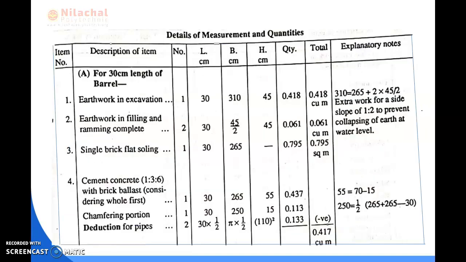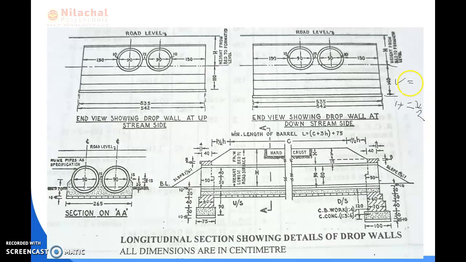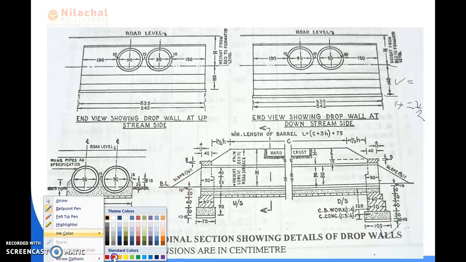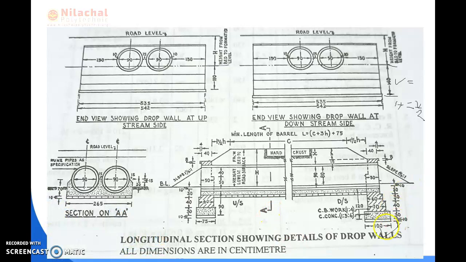Here, what is the breadth of the excavation? We consider this part also, the breadth of the excavation. The breadth of the excavation here provided is 110 centimeter. The breadth of the excavation we consider here is 110. For the side slope, the ratio is 1:2.